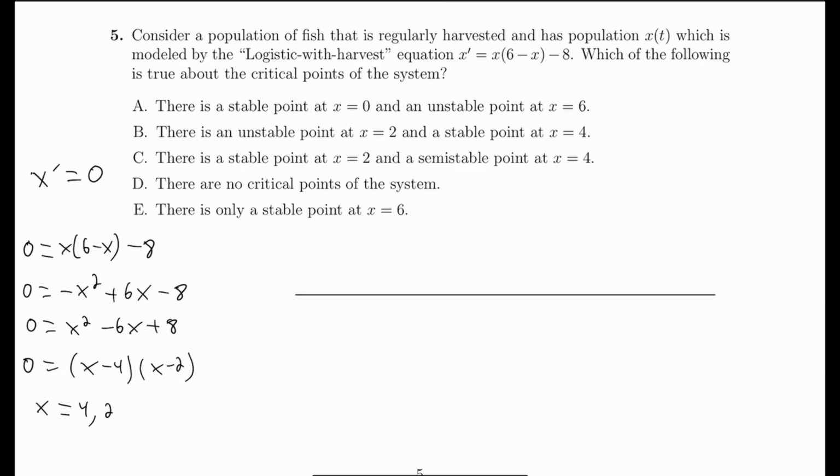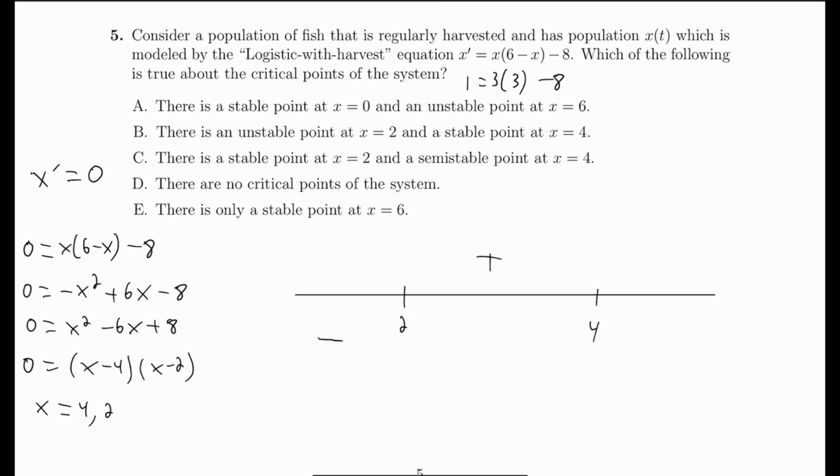To find stability of critical points, you always make a number line and then plot the points in order. So we have 2 and 4. And then the easiest way is just to test points and find the sign of the derivative at each section. So below 2, an obvious number to test is 0. We will plug 0 in for x here. That gives 0 minus 8, negative 8. So our x prime, our derivative there, is negative. Between 2 and 4, let's test 3. That'll be 3 times 6 minus 3 is 3, minus 8. That'll get us 1. So there, our derivative is positive.